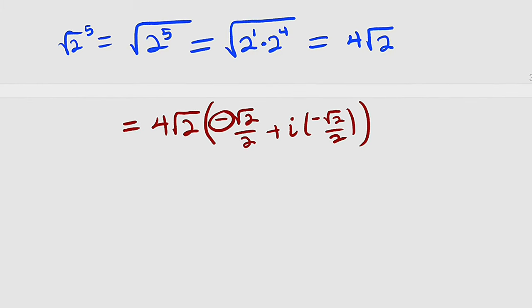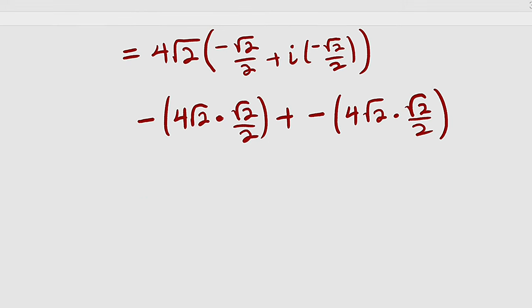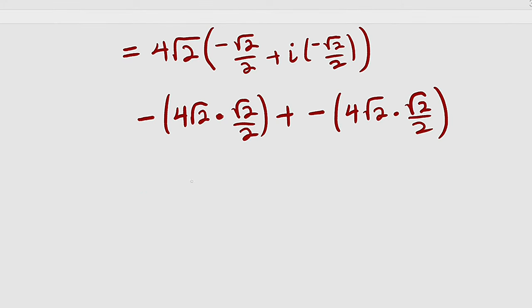Because of this negative multiplied by a positive number, we have negative 4 root 2 multiplied by root 2 divided by 2. Then plus, this is also negative. We have negative of what? 4 root 2 multiplied by root 2 divided by 2. Root 2 times root 2 is what? 2. 2 times 4 is 8. 8 divided by 2 is 4. But because of this negative, we have negative 4.